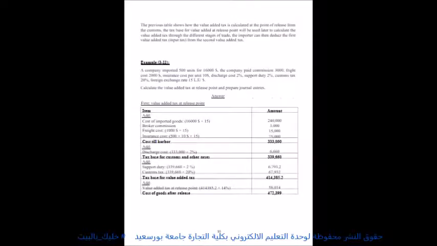Another example. A company imported 500 units for $16,000. The company paid commission of 3,000 Egyptian pounds, freight cost $2,000, insurance cost per unit $10, discharge cost 2%, support duty, a type of tax, 2%, and custom tax on this product 20%. The foreign exchange rate, the dollar exchange rate at the time of import, was 15 Egyptian pounds per $1. Required: calculate the value added tax at release point, up to the customs release point, and prepare the journal entry. We start with our equation, with the first step.